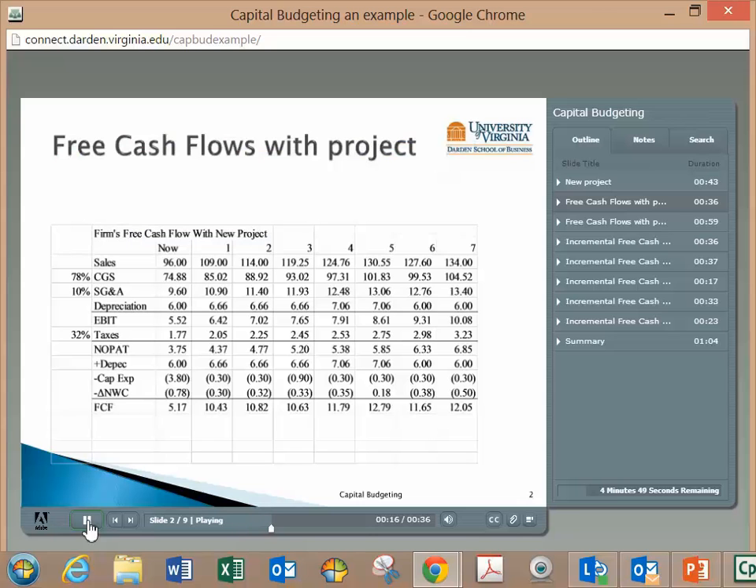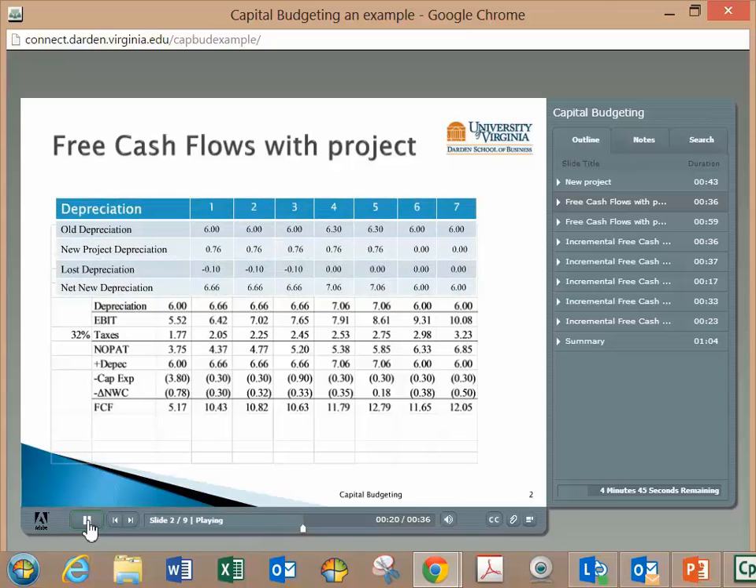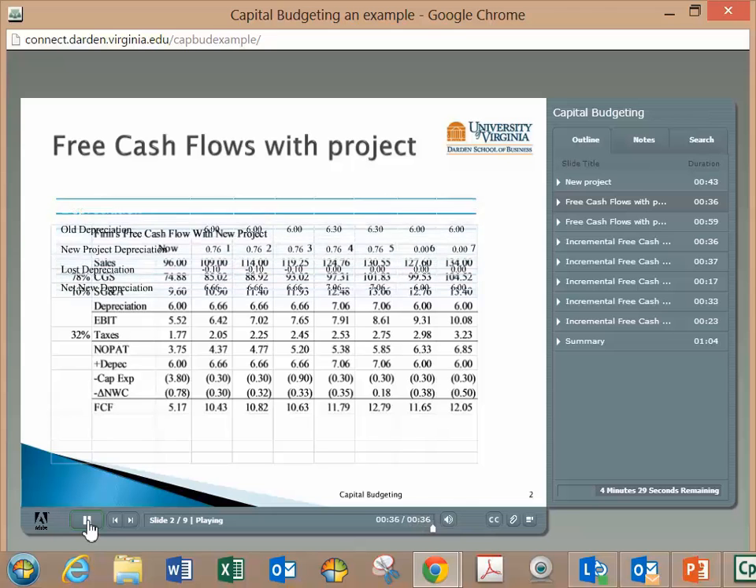Depreciation with the new project incorporates the old depreciation plus the depreciation on the new equipment. We also have to deduct out the depreciation on the old machine, which has been sold. This depreciation needs to be deducted because it is a benefit, a tax shield, which is not there anymore because the asset was sold. Now we have the new EBIT, and next we deduct taxes to get NOPAT.